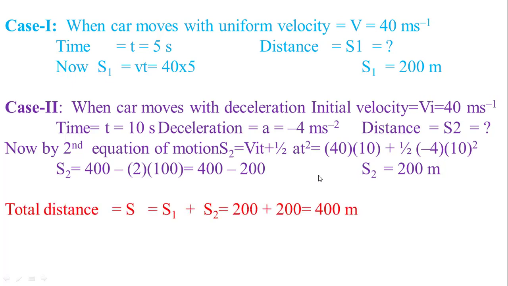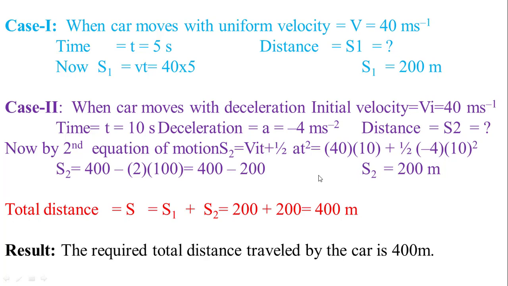Total distance S is equal to S1 plus S2, that is 200 plus 200 is equal to 400 meters. Final result: the required total distance traveled by the car is 400 meters.